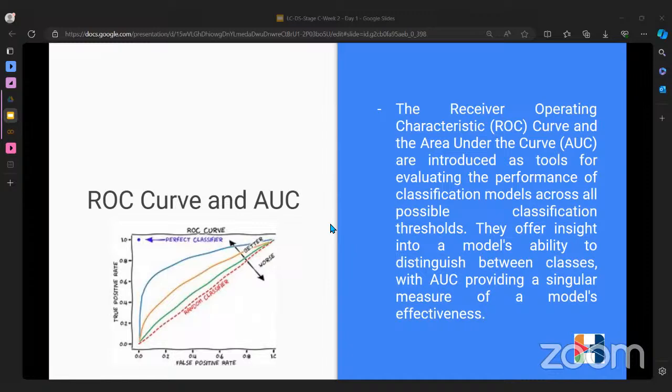By moving the threshold for classifying positive instances, the ROC curve illustrates how the balance between detecting true positives and avoiding false positives shifts. So the closer that curve is to the edge, the better the model is performing, right? This is also another way to measure the performance of your model.